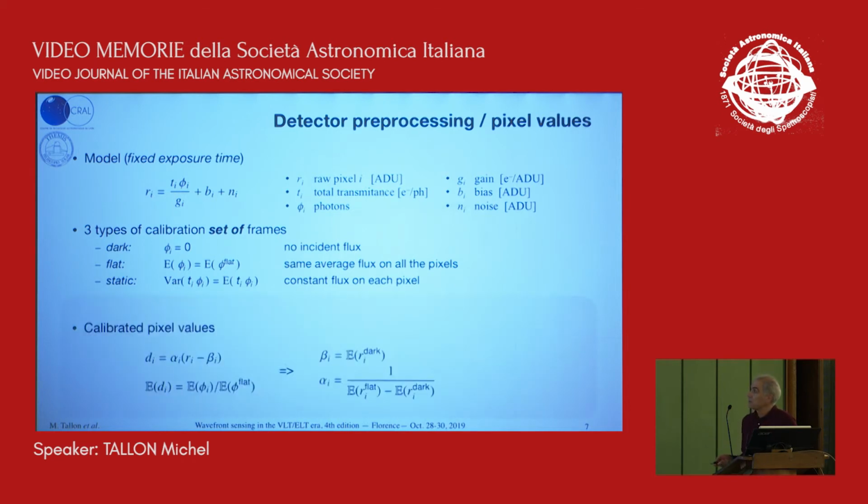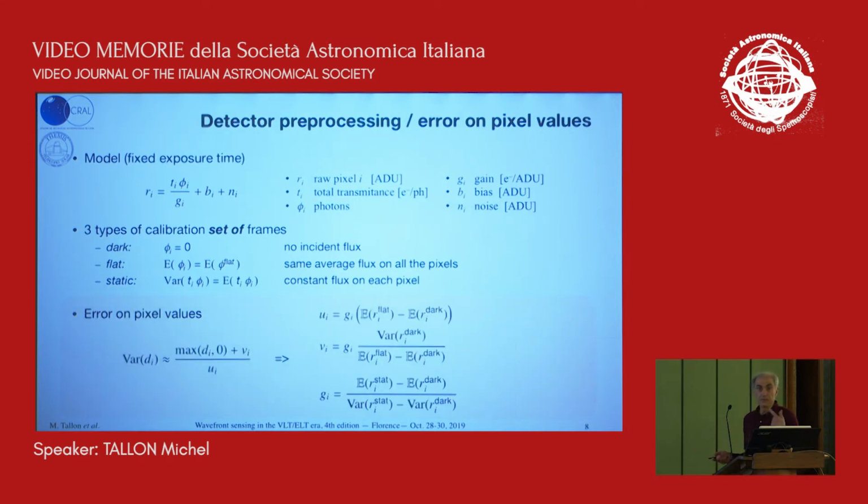So concerning the value of the pixels, there is a standard way. We have a linear composition of the raw pixel to get the calibrated value. It's just minus dark divided by flat minus dark. But if we want the variance of this value from the model here, we end up with this relation, which is also linear, using these coefficients here for each pixel, computed this way.